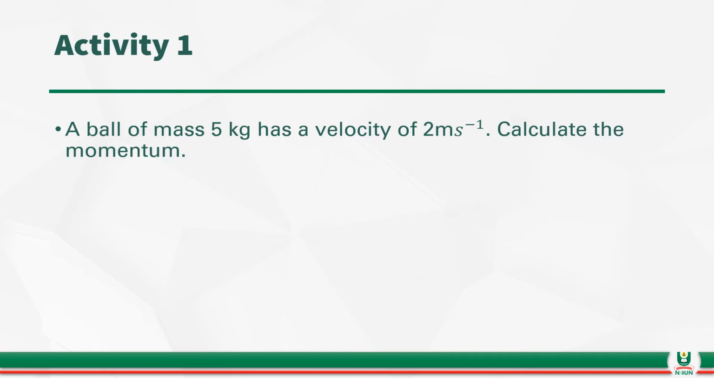The question says a ball of mass 5 kilograms has a velocity of 2 meters per second. Calculate the momentum. Remember, I told you that the formula for momentum is mass times velocity. First of all, you bring out the parameters we have in the question. We have the mass of that ball to be 5 kilograms. Then we have velocity to be 2 meters per second. Now, calculate the momentum. You should be able to do this, students.